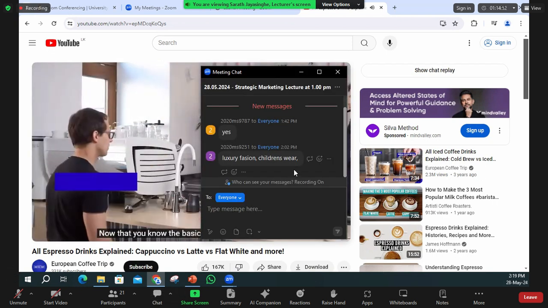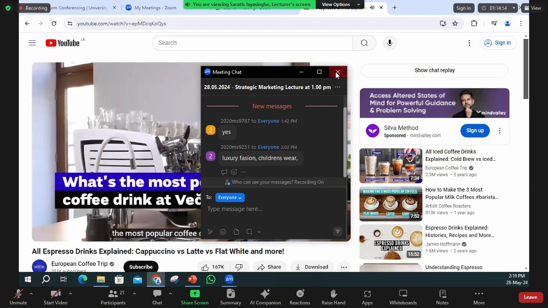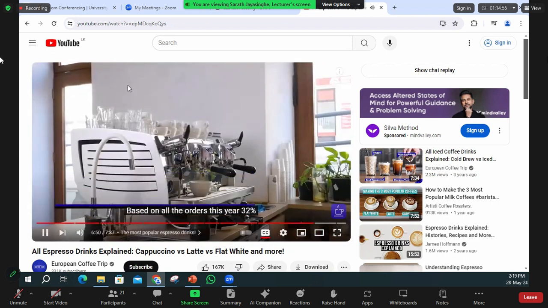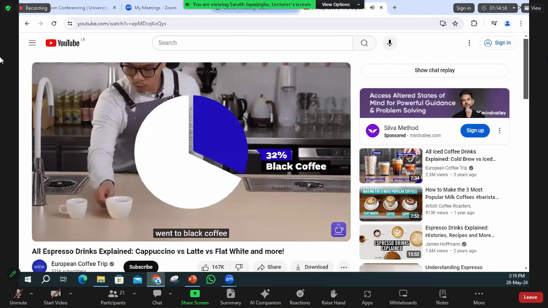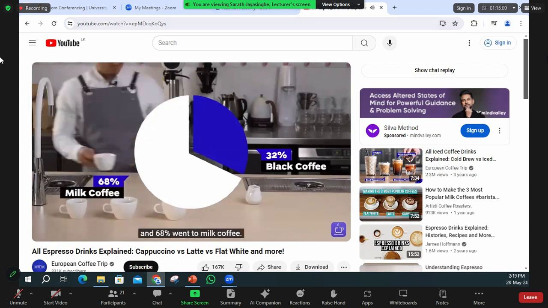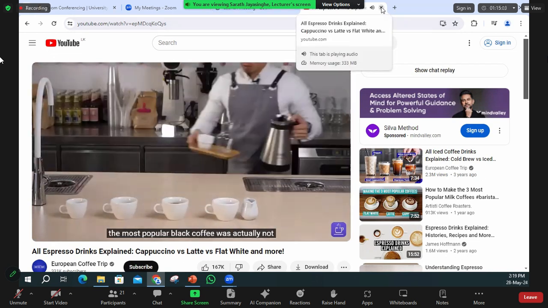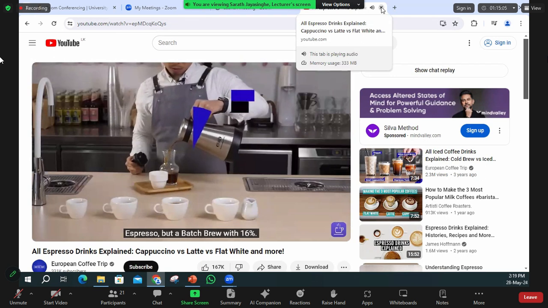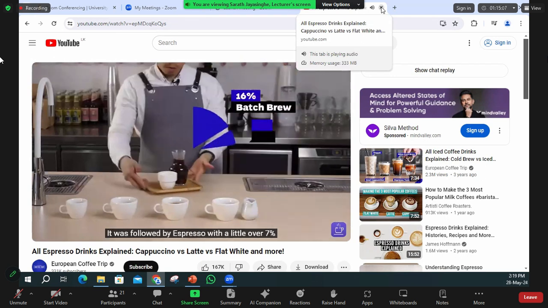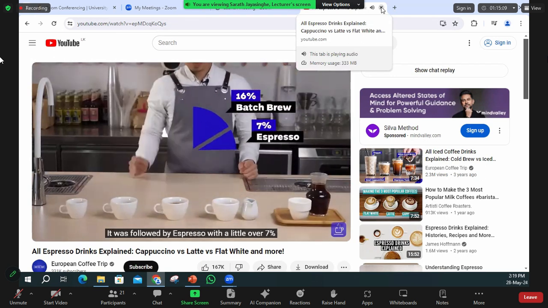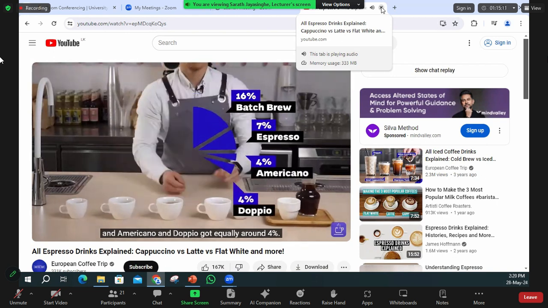Now that you know the basics, do you wonder what's the most popular coffee drink at Večerka? Based on all the orders this year, 32% went to black coffee and 68% went to milk coffee. The most popular black coffee was actually not espresso, but a batch brew with 16%. It was followed by espresso with a little over 7%, and Americano and doppio got equally around 4%.